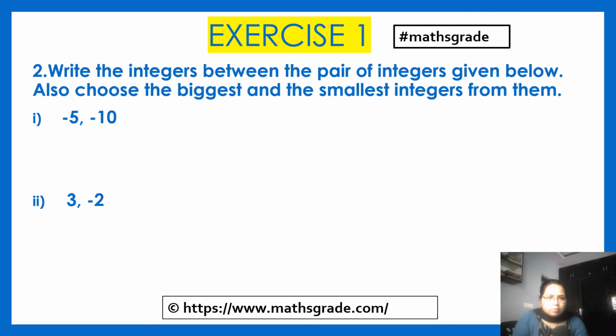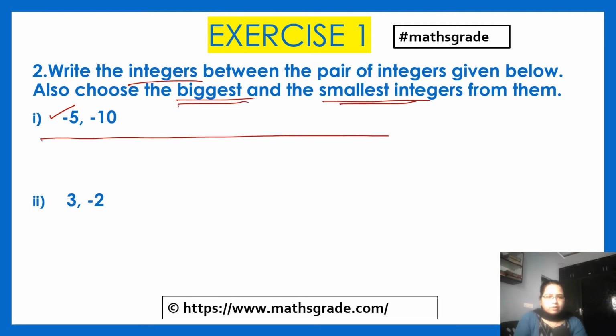Now we solve question number 2. Question number 2: write the integers between the pair of integers given below and also choose the biggest and the smallest integers from them. First part is -5 and -10. From these two numbers, -5 and -10, we have to find the integers between them, and from those numbers we have to find the biggest and the smallest integers.